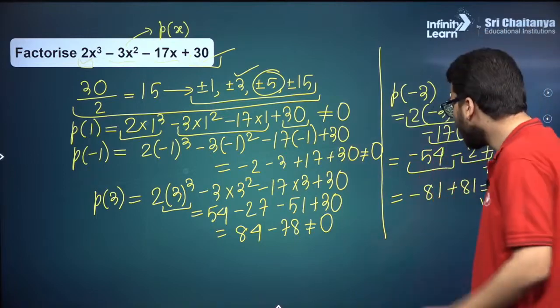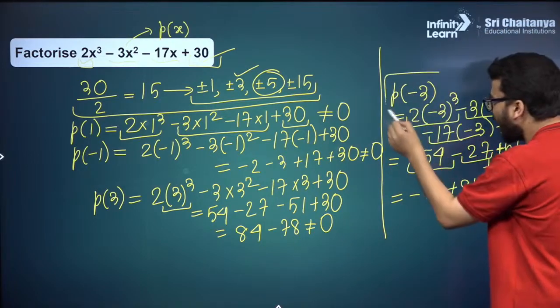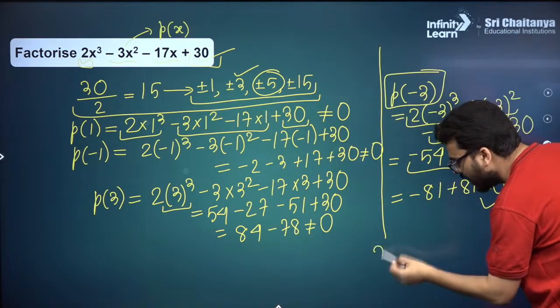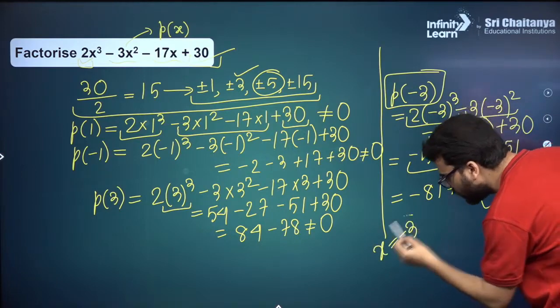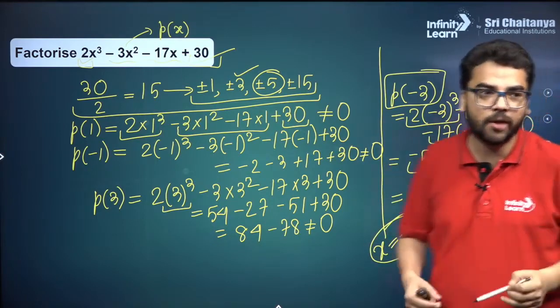It is correct. So what does it mean? That we are getting p of minus 3 to be equal to 0. See. So can we say that x is equal to minus 3 is a 0 of this polynomial? Tell me.